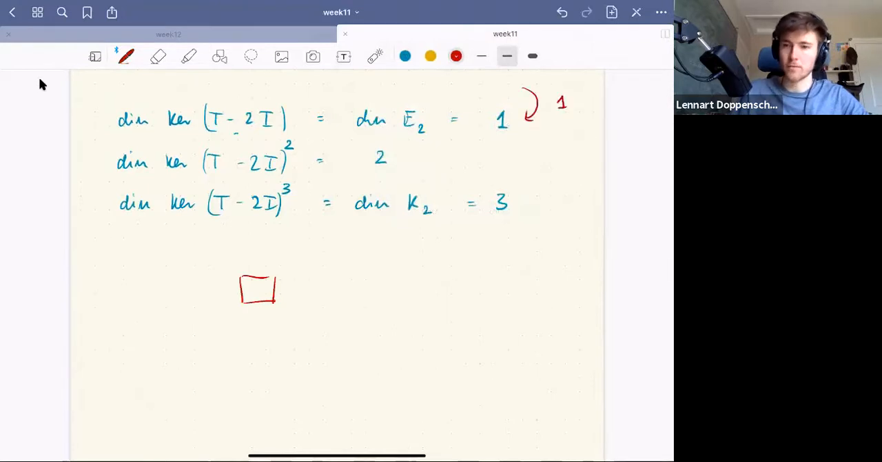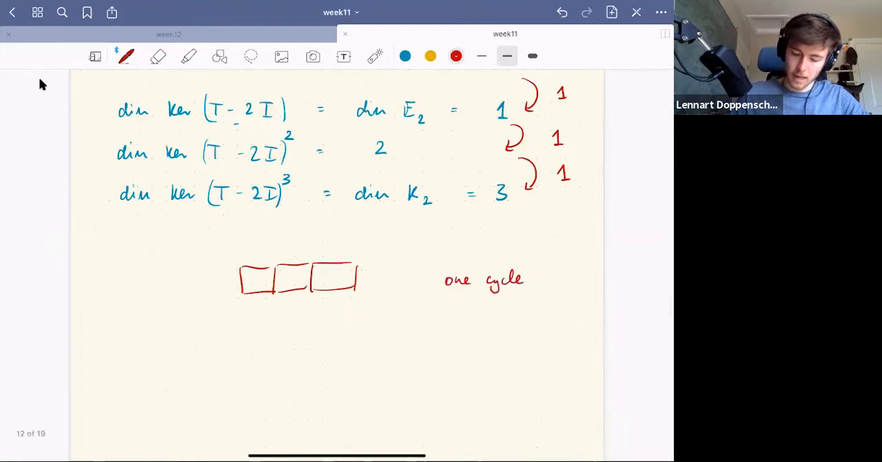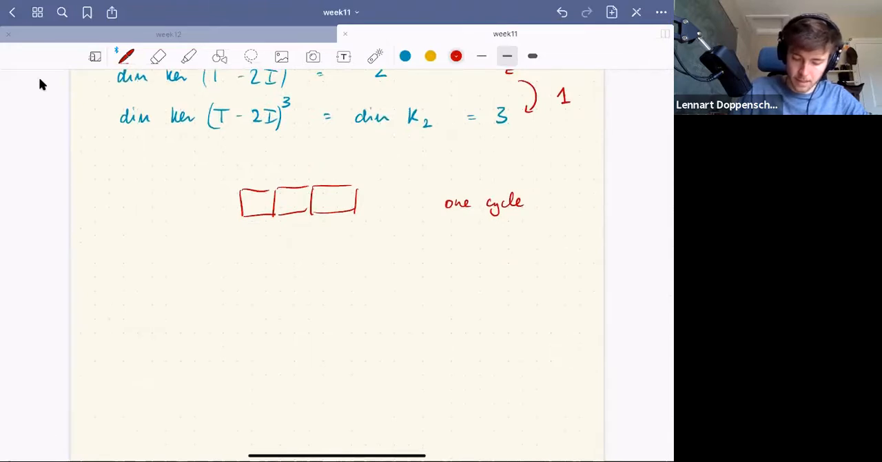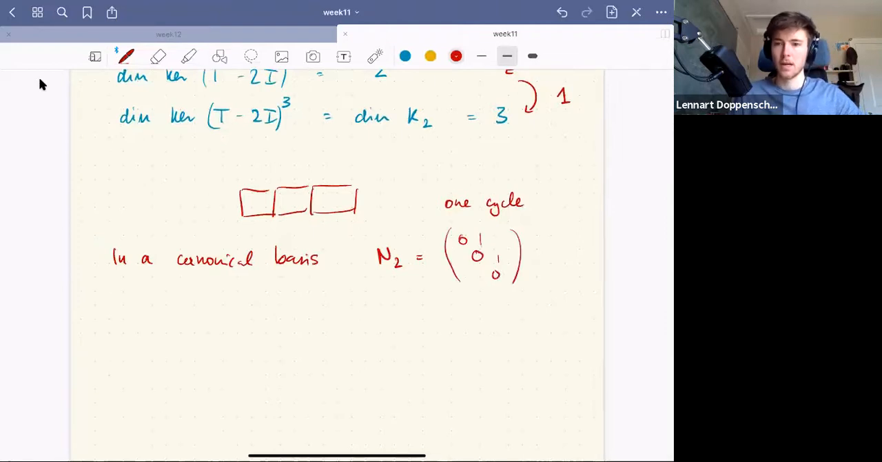From 0 to 1, the difference is 1. From 1 to 2, the difference is 1. And the difference from 2 to 3 is also 1. So this means we get a tableau that looks like this. So this is a tableau of just one cycle. And this means that in a canonical basis, the n2 looks like 0, 0, 0, 1. It doesn't matter what the basis is, and there are many bases. There's not like a unique one.